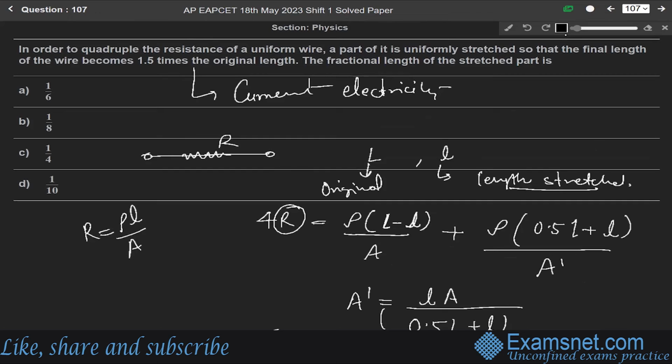So 1 over 8 means the fractional length over the stretched part, l over L, is 1 over 8, which means option B is the correct answer.